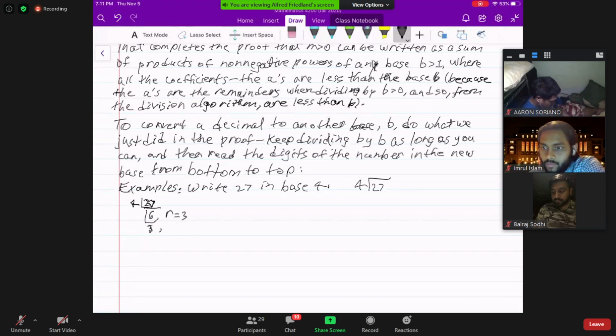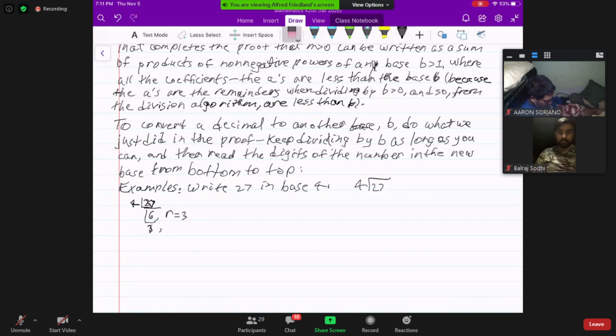So 4 into 27 is 6 with a remainder of 3. So we divide by 4 again. We successively divide by the new base. We keep on dividing by the new base, 4. So 4 into 6 is 1, remainder 2. Now we do 4 into 1 is 0, remainder 1, right? When you divide 4 into 1, you get 0, but there's a remainder of 1.